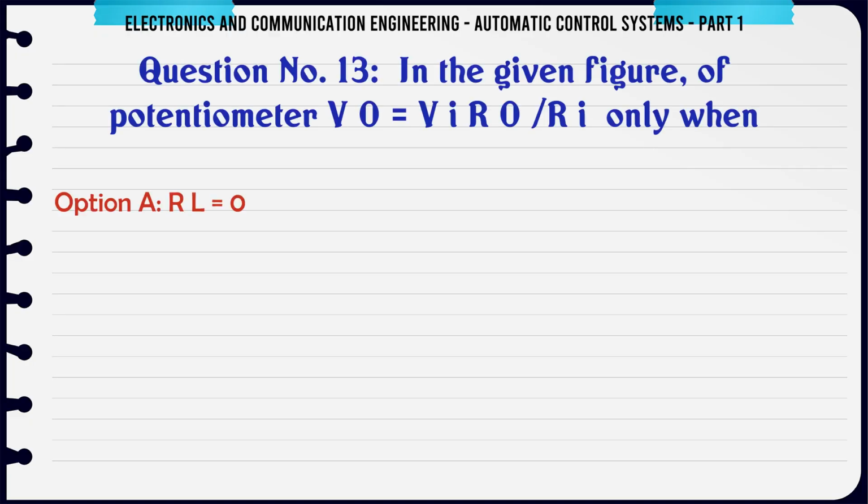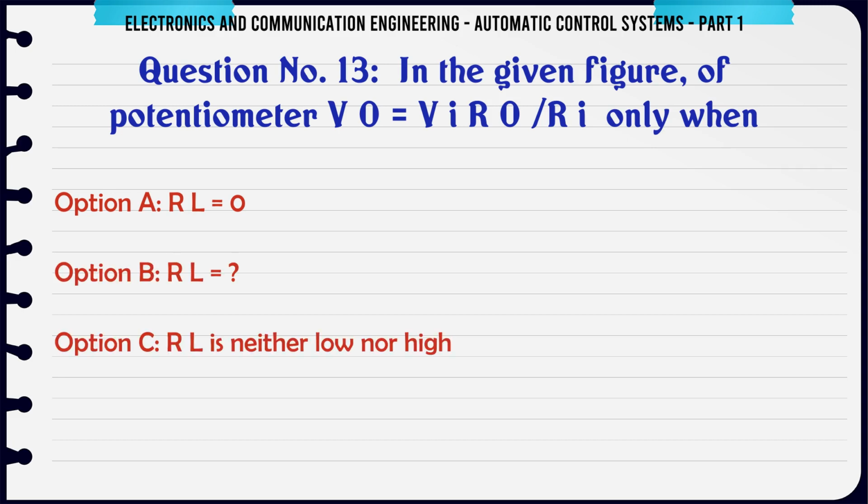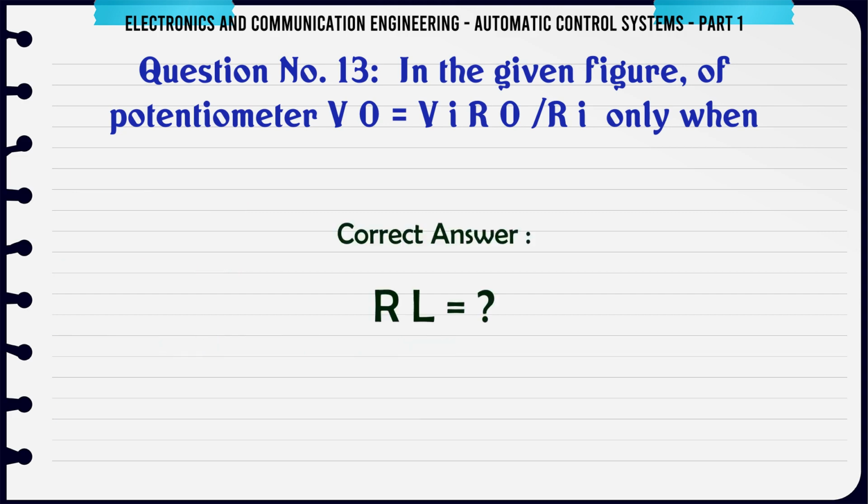In the given figure of potentiometer, V0 = Vi only when A. RL = 0, B. RL = ∞, C. RL is neither low nor high, D. RL is low but not 0. The correct answer is RL = ∞.